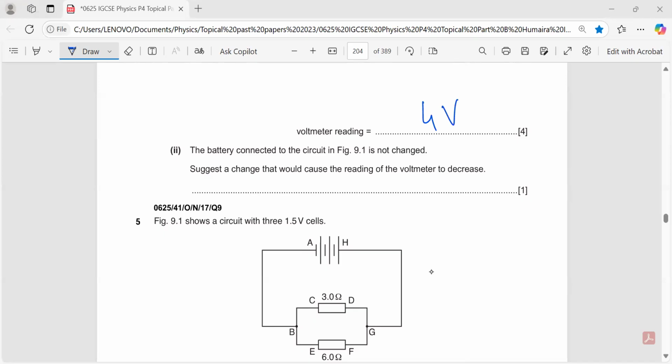For this answer, you can just replace the 1.2 kilo ohm resistor with a higher value of it. Or second thing is you can increase the temperature across the thermistor. Okay, so if we need to decrease the value of voltage, we need to decrease the value of resistance, and the temperature should increase, because if temperature increases, the resistance across the thermistor decreases.